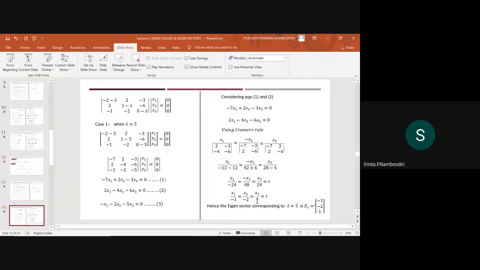1, 2 and minus 1, or minus 1, minus 2 and 1, because you can cancel minus 24 also throughout. So we can get 1, 2 and minus 1. I've cancelled only 24, so we get minus 1, minus 2 and 1. This is corresponding to lambda equal to 5. Next, lambda equal to minus 3. If there is any mistake, please let me know so that I can correct.